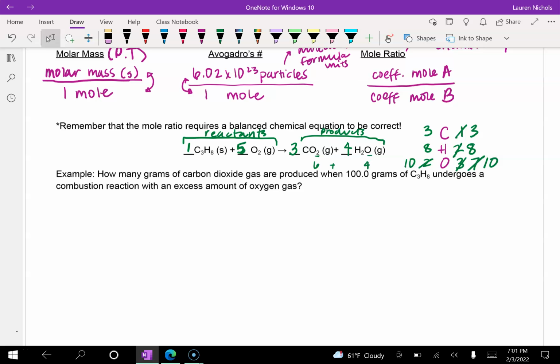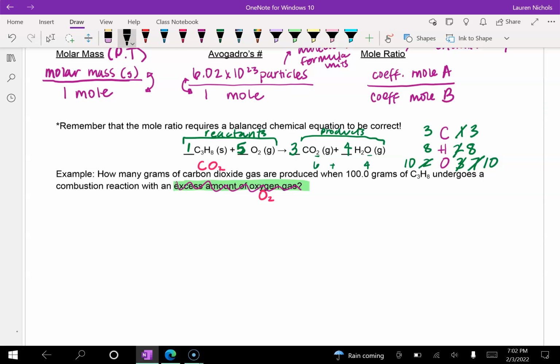So our example says how many grams of carbon dioxide gas, so we know that carbon dioxide is CO2, are produced when 100 grams of C3H8 undergoes a combustion reaction with an excess amount of oxygen gas. Now remember, oxygen gas is talking about O2. But when it refers to having an excess amount, that means it has so much that you don't have to worry about it. So this is actually meant to distract you, and it's not really an important feature of the problem in terms of determining your answer.